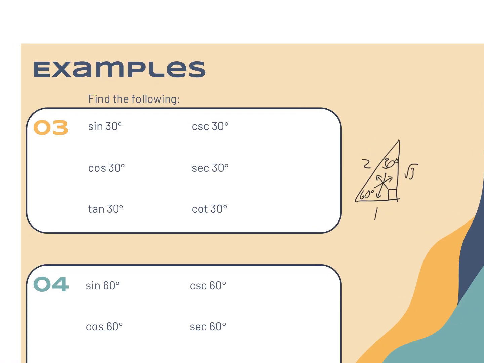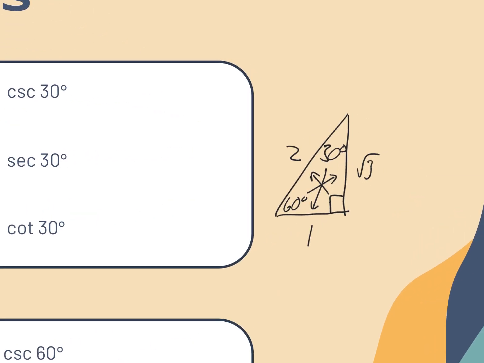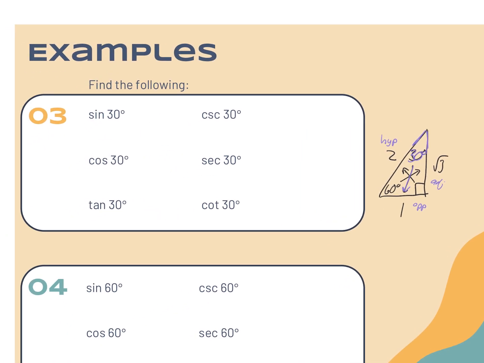So the first example here, I want to find sine, cosine, tangent, cosecant, secant, and cotangent of 30 degrees. That means this right here, my 30, is going to be my angle. Comparing everything to this 30 degrees, this 1 is going to be my opposite, the square root of 3 is going to be my adjacent, and this 2 is going to be my hypotenuse. So then I'm just going to do exactly what I did in the other examples, just using these side measurements.